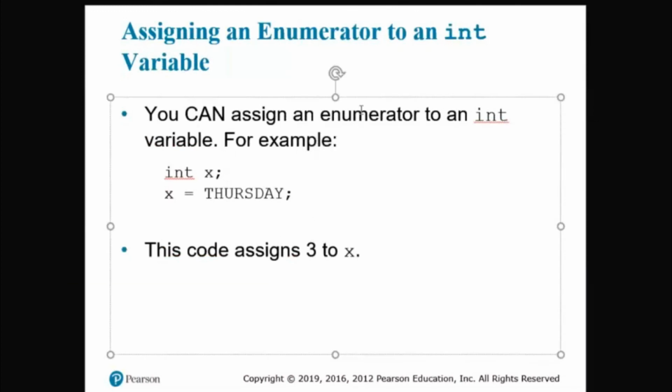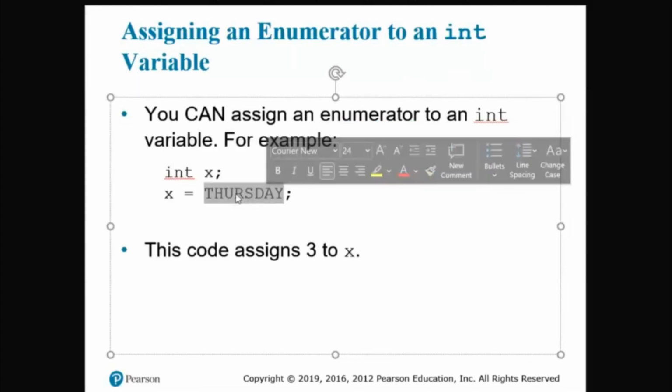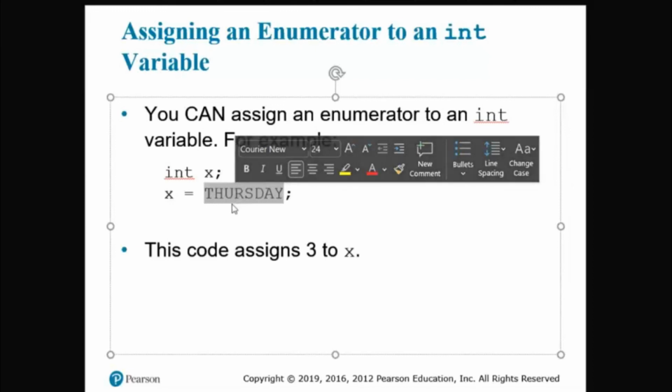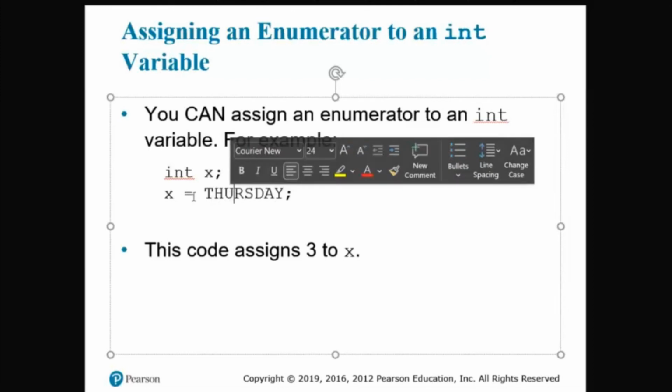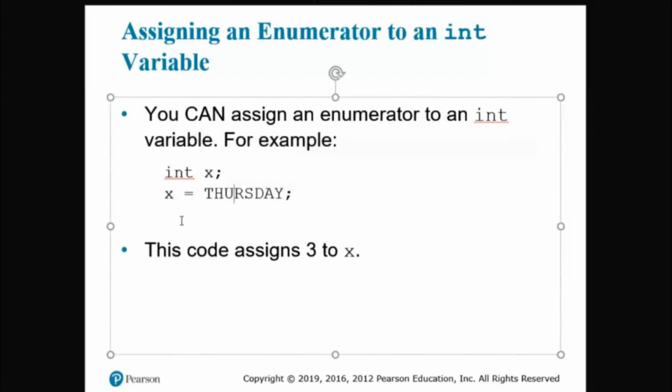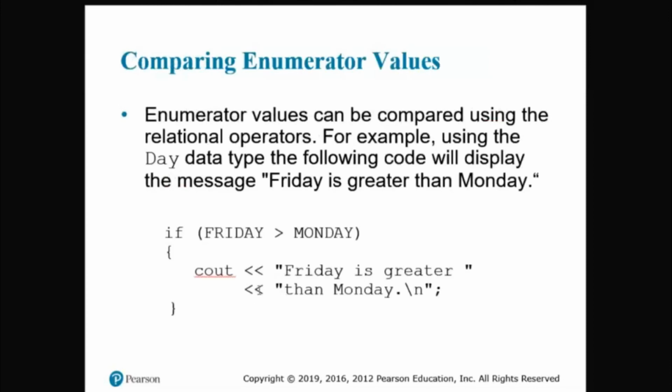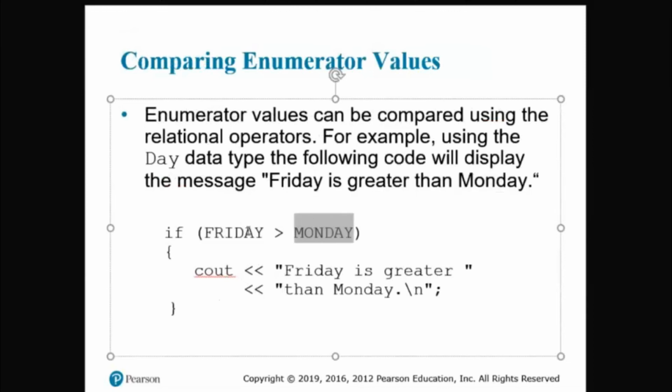You can, however, assign an enumerator to an integer. This is an integer x, and x equal to Thursday works, because internally computers treat the enumerator as an integer value. So an integer can get it, but the reverse is not possible. To an enum you cannot assign an integer, but to an integer you can assign an enumerator. In this way we can compare also, because Friday means 4 and Monday means 0, so 4 is of course more than 0, so you can compare also.